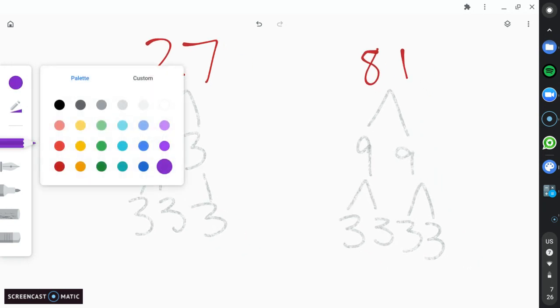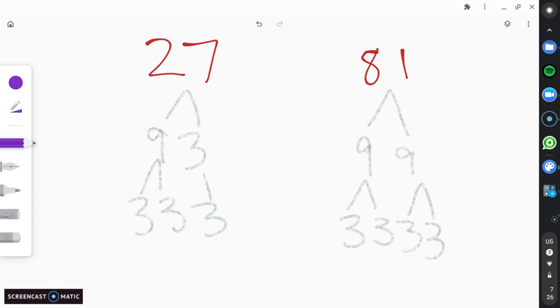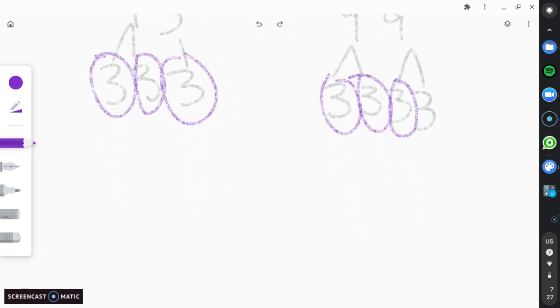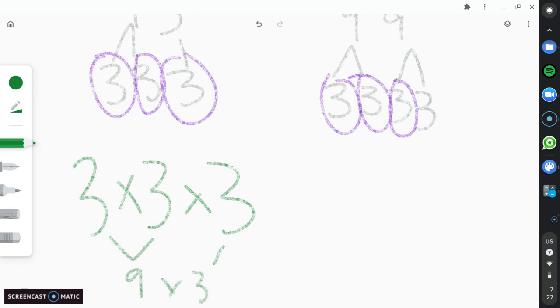Okay. Now we're going to do our step two, circling the pairs. On your steps, if you want to change step number two to say something about pairs, I think pairs is a good word, spelled like so. A pair is a set of two. So we're going to take this set of threes. Another pair of threes, and another pair of threes, and then this guy's lonely, right? Very sad. So we've got our pairs, now we're going to take one set. 3 times 3 times 3, well, 3 times 3 is 9. Times 3 is 27.